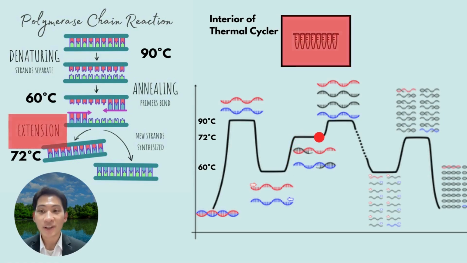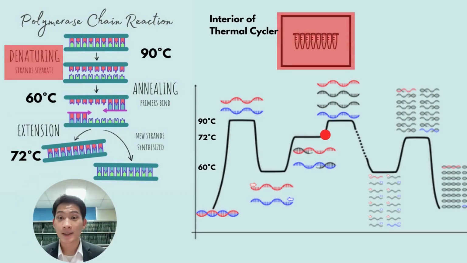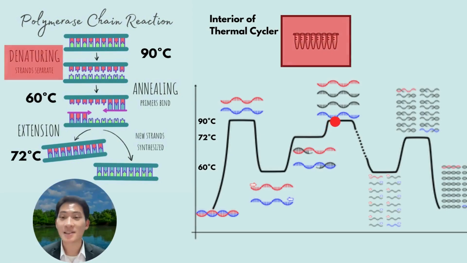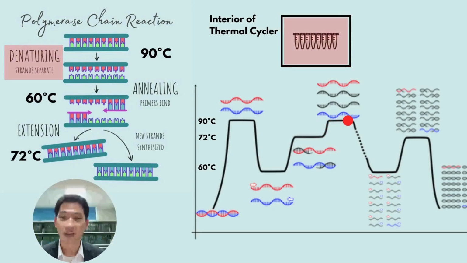Finally, during extension, the sample temperature is raised to 72 degrees Celsius for extension by the Taq polymerase enzyme. These three steps are repeated multiple times to allow for multiple DNA amplifications.